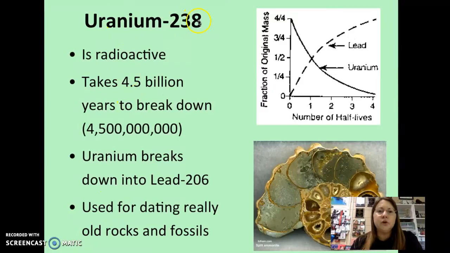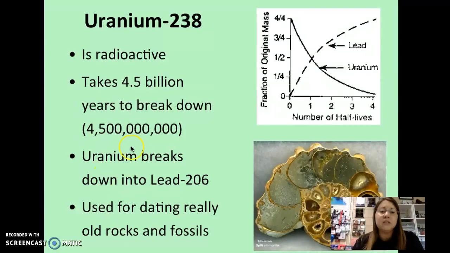So uranium-238 is another example. This one is used a lot of times in determining the absolute age of rock layers that are going to have really old fossils in them, so really old rock layers. The uranium-238 is radioactive. It has a super long half-life. It takes about 4.5 billion years for it to break down. Now that's almost as old as the Earth. The Earth's about 4.6 billion years old. So it takes a really long time for it to break down for its half-life.